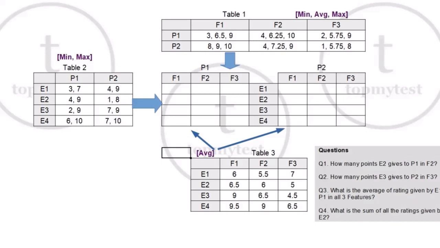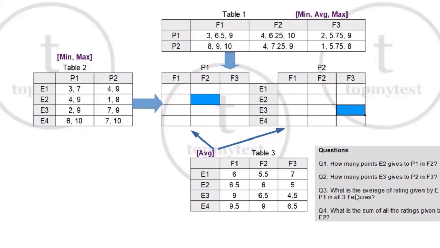Right. We also need to figure out what are the questions that we need to answer, so we can prioritize those before we start. Now, question 1 says how many points E2 gives to P1 in F2. This is the question which you need to answer. Okay. Question 2 says how many points E3 gives to P2 in F3. Okay, so this is the point we need to capture.